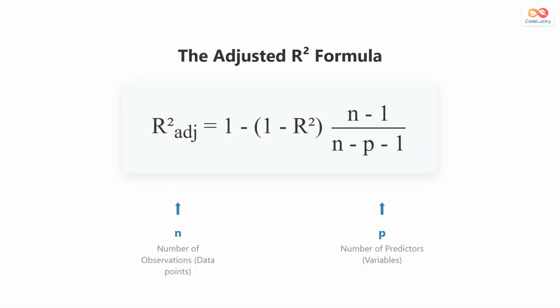Let's look at the formula. You don't need to memorize this, but notice the two key letters, N and P. N is the number of data points you have, and P is the number of predictors or variables. This part of the equation acts as a weight. As P, the number of variables, increases, the formula adjusts the score downwards to penalize you.